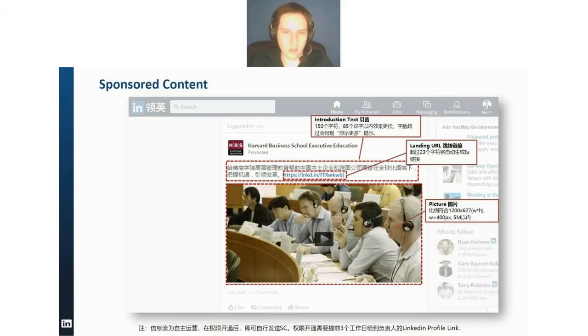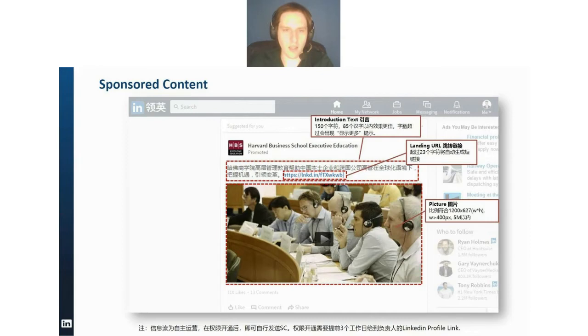So you've got sponsored content, which is your typical post that's promoted, and you've got your copy, your link, and of course the image, and it more or less behaves just like a post, except the people who meet the ad criteria see it rather than the people who are following your page.